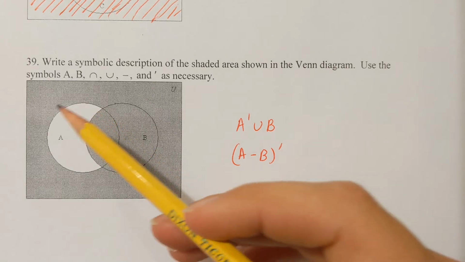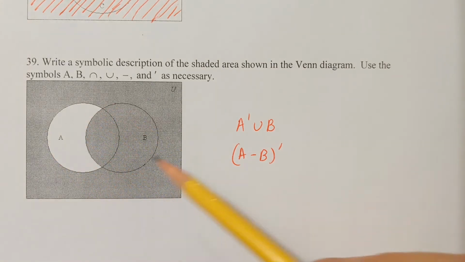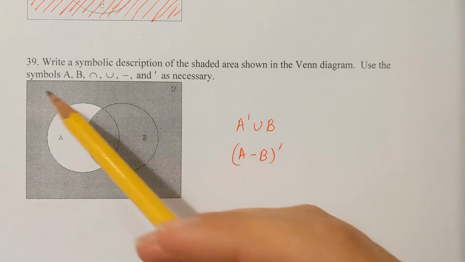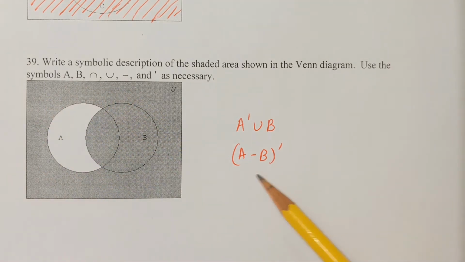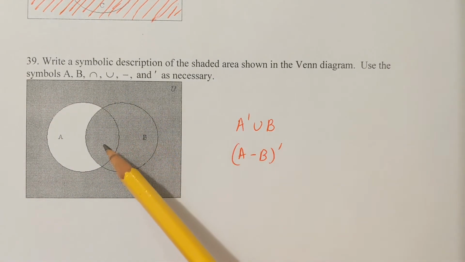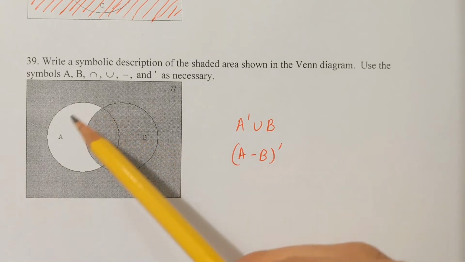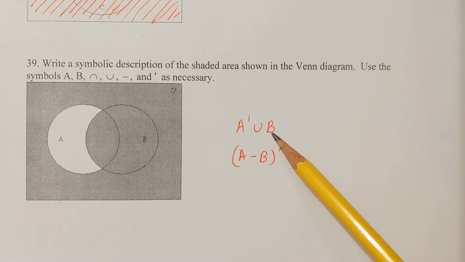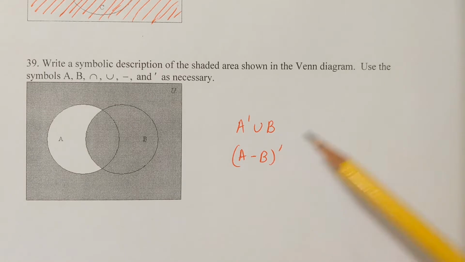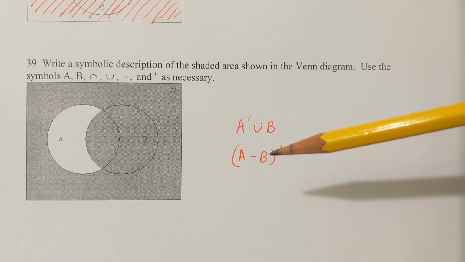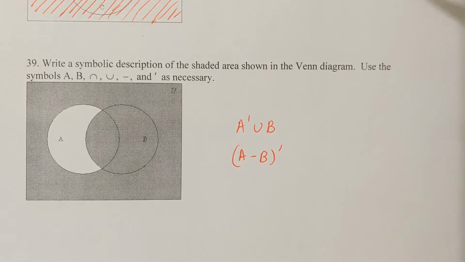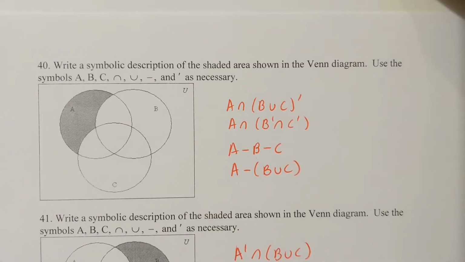Okay, everything not in A means everything outside of circle A, or B. Okay, means shade all of B, and of course I got A complement already shaded there, so this would be another answer that you could give. Okay, either one of these answers, and by the way, there's other ones that you could give, are acceptable.